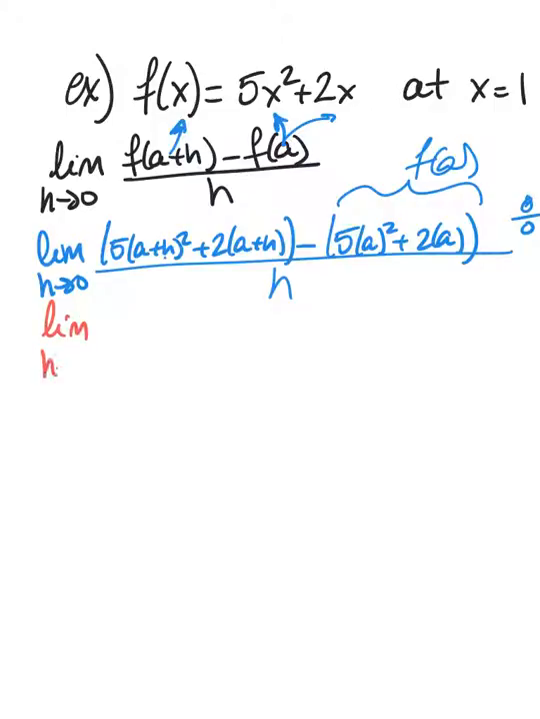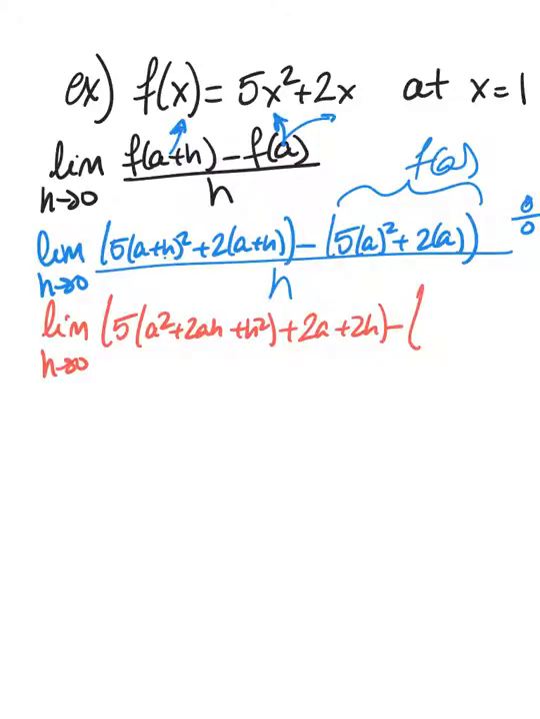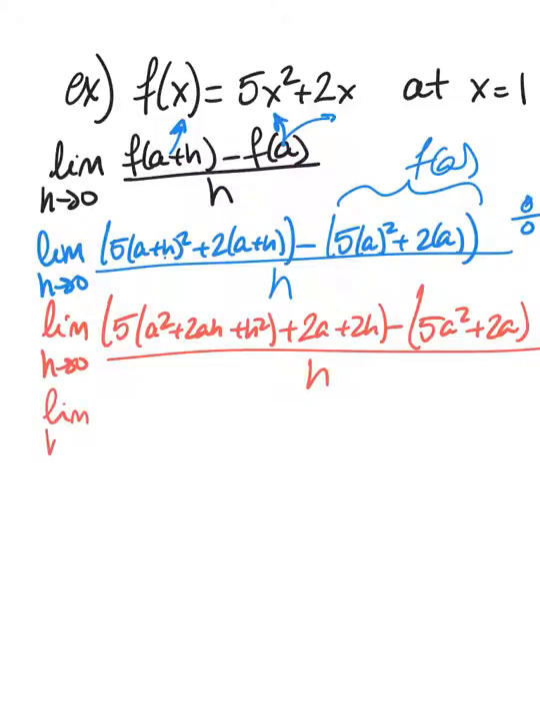So the limit as h approaches 0 on the left side, a plus h squared. We already did this. That's going to be a squared plus 2ah plus h squared, plus, distribute the 2, 2a plus 2h, minus, on the right side, 5a squared plus 2a all over h. Now here I can distribute the 5. Easy enough. That's going to be 5a squared plus 10ah plus h squared. I still have a plus 2a plus a 2h.